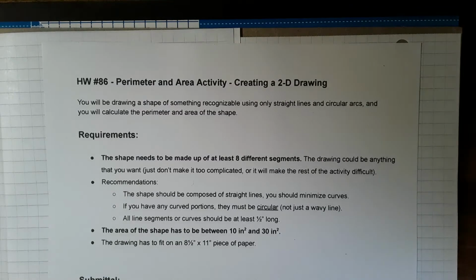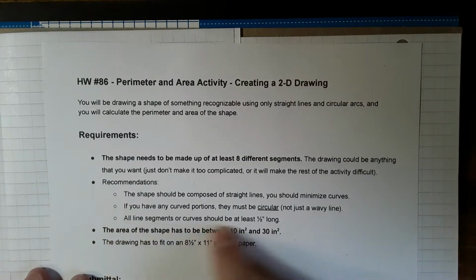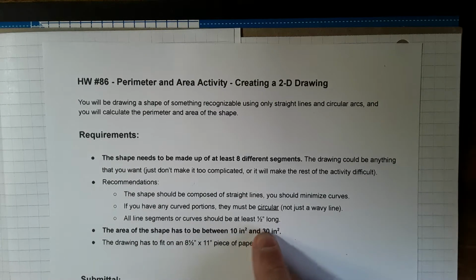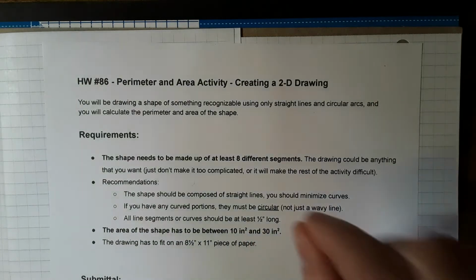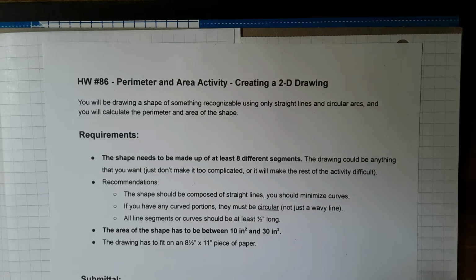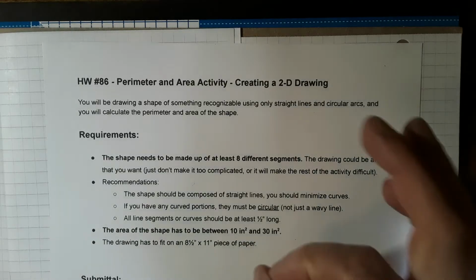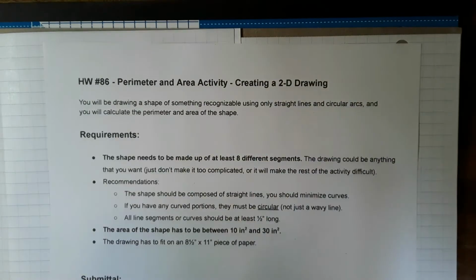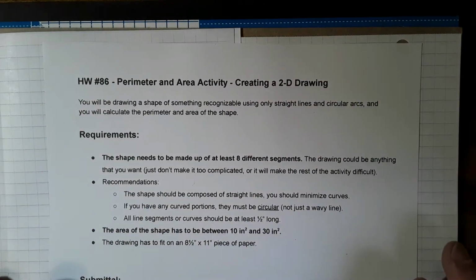And then advice here, line segments should be at least half an inch long. Again, don't make it too complicated. Don't have all these little lines in it. The area of the shape has to be between 10 and 30 square inches. So you cannot make something that's super small. I'll show you in a minute how big a square inch is.